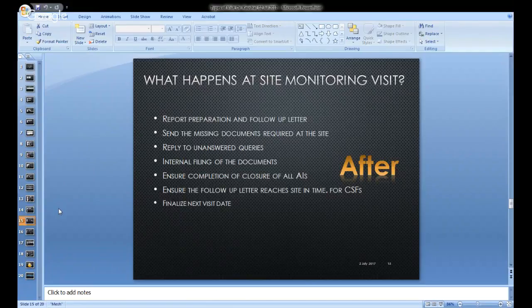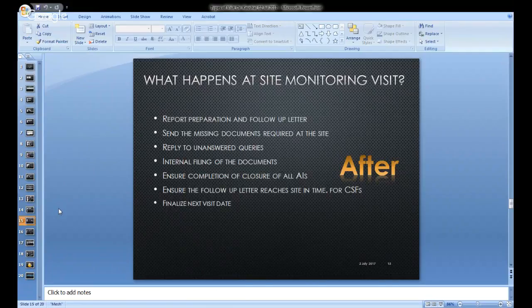Ensure the follow-up letter reaches the site in time for the CSF, for the ISF. The follow-up letter in original has to be sent to the site and a copy of the same has to be filed internally. We talk about sharing this follow-up letter in time because this is a letter that would have all the action items listed down. So if it reaches on time, the action items would be closed on time and documented appropriately.